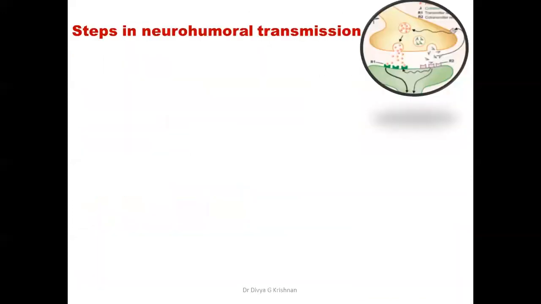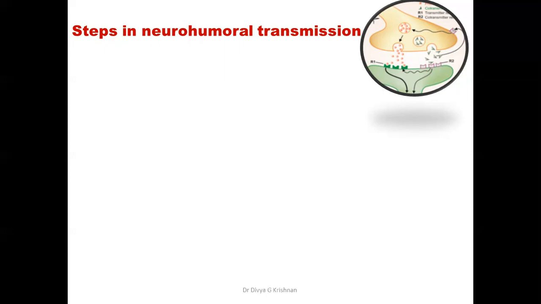Now we are going to see the steps in neurohumoral transmission. So all of you know that the nerves transmit their messages across synapses and the neuroeffector junctions by the release of humoral messengers. These humoral messengers are the chemical messengers. That is why it's called the neurohumoral transmission. The messages across the nerves are transmitted by the release of chemical messengers, which are called the humoral messengers. That is why this transmission is called the neurohumoral transmission.